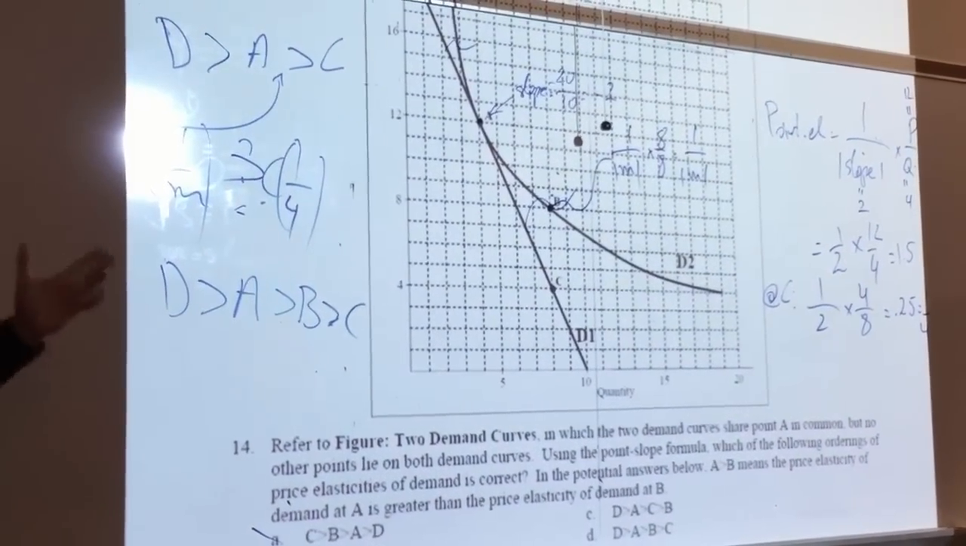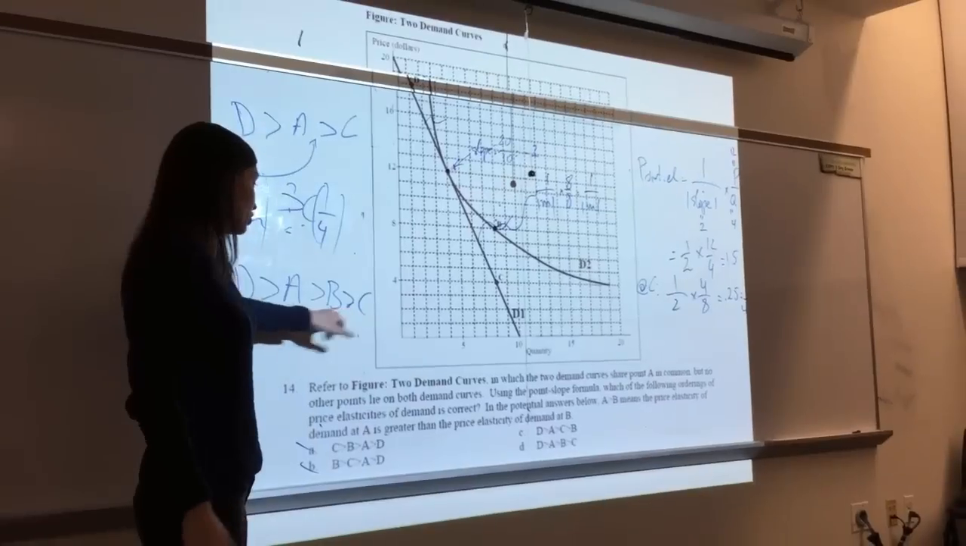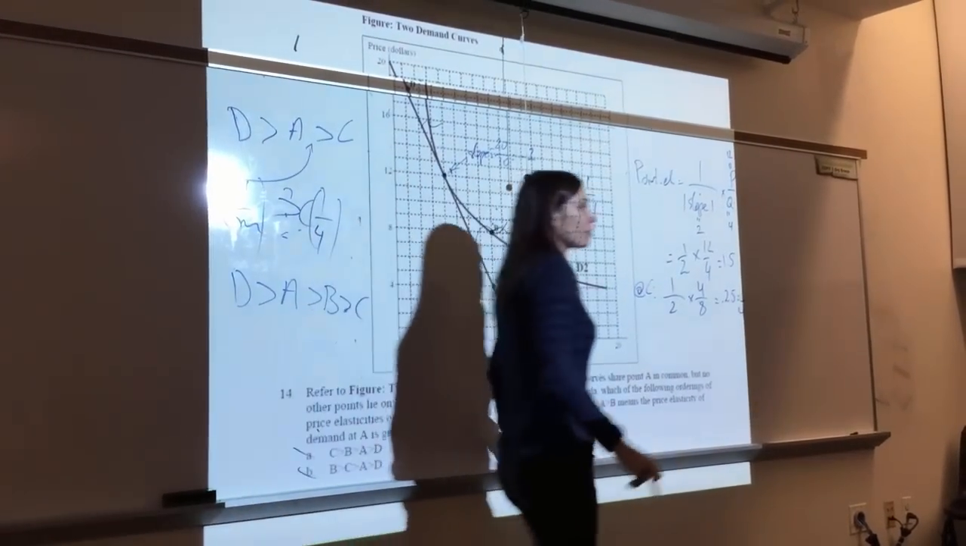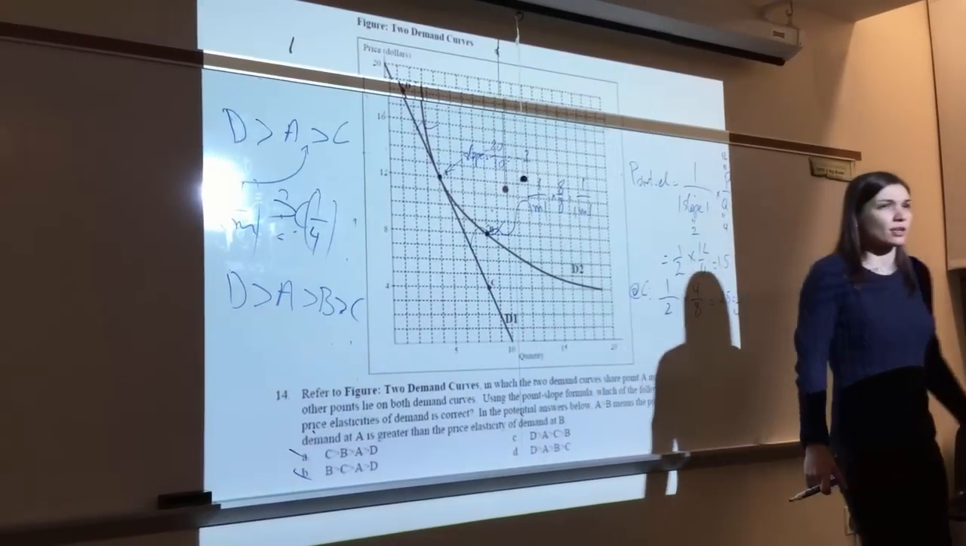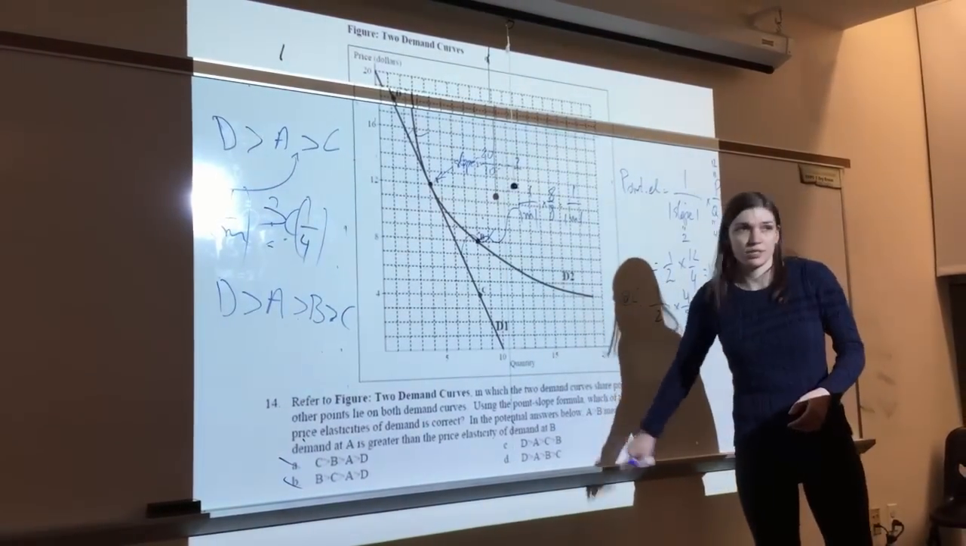Now, generally we need to compare A and B as well to make sure that B is not actually over here. But that's fine, because that's not part of the answers anyway. So we know that that's not the case. So this would be D.